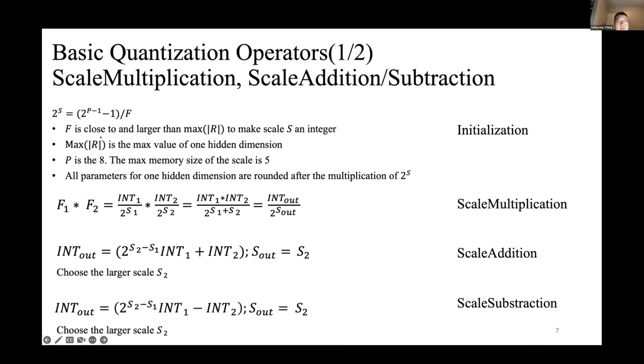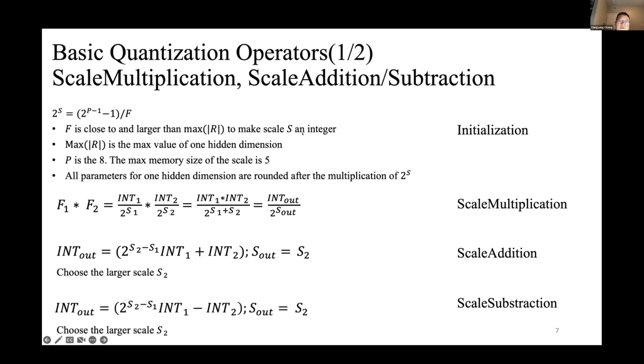The F value is close to or larger than the maximum R, where the maximum R is the maximum value of one hidden dimension. For example, if one hidden dimension has 1,000 data points, we need to find the maximum value. Using this maximum value, we need to find an F value larger than or closer to this maximum value, to find the scale value S as an integer.